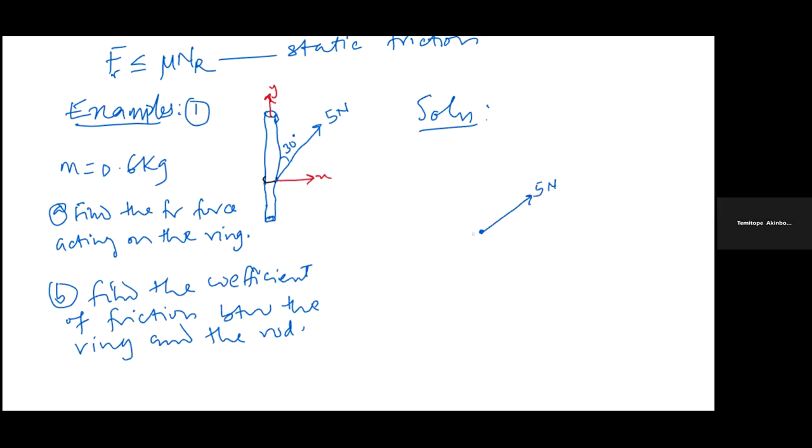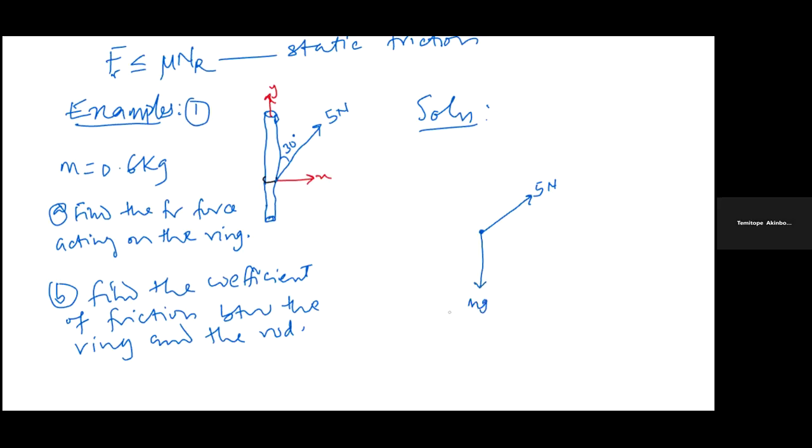Now, the ring placed in a vertical rod. In which direction will it move? If that ring is stationary on that rod, what is keeping it stationary? It's obvious that it's the 5 Newton force, isn't it? Yes, sir. So that means the weight will act vertically downwards. So the weight will be here, mg.